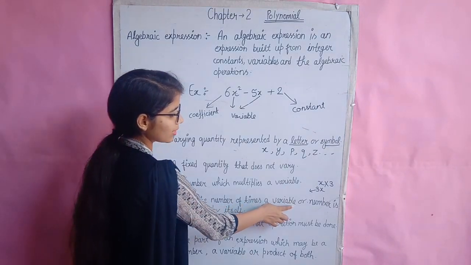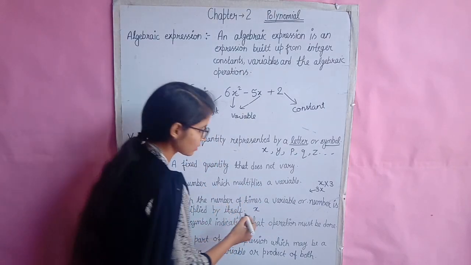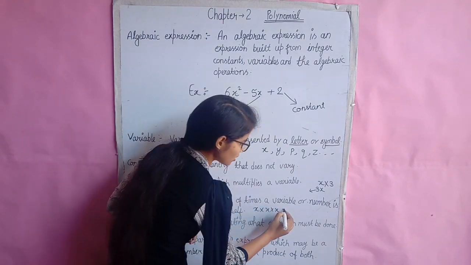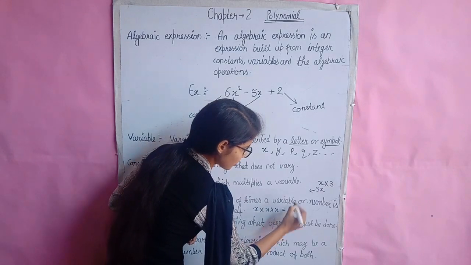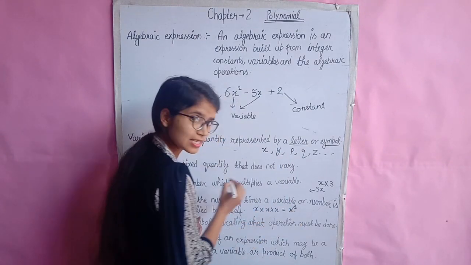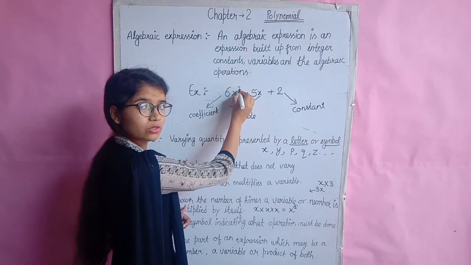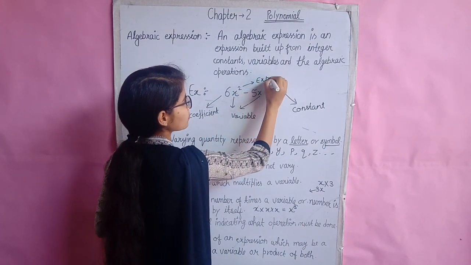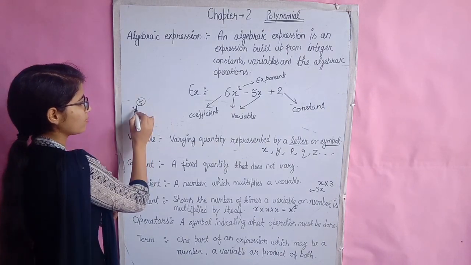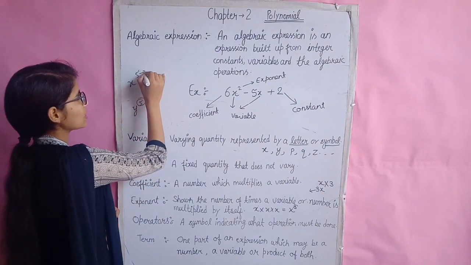Next, exponent. What is an exponent? It shows the number of times a variable or number is multiplied by itself. Suppose that we have x, how many times? 3 times. Clear? x multiplied by x multiplied by x, so our result is x cube. How many times is x written here? 3 times, so the power of x is 3 and this 3 is known as the exponent. Here the power of x is 2, so 2 is known as the exponent. Power of y, it means 5 is known as the exponent. Power of x is 5, so this 5 is the exponent.